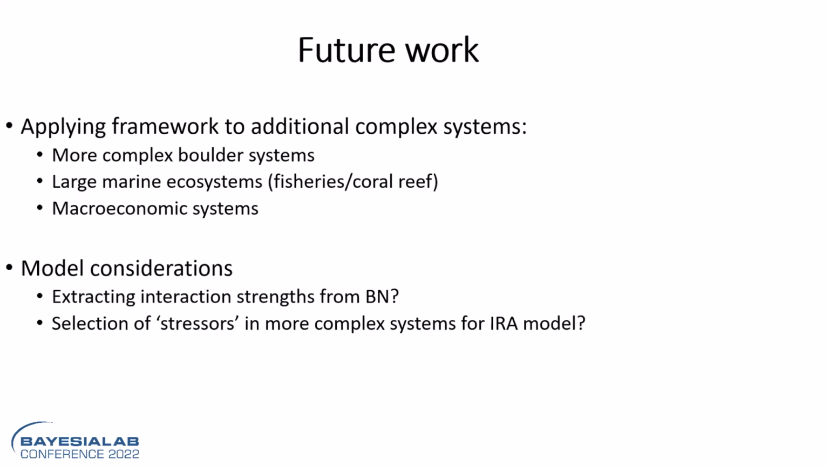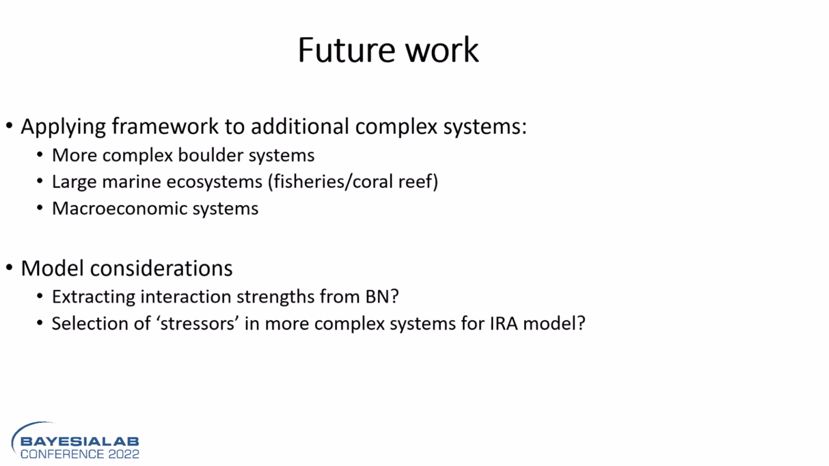In terms of model considerations, some things I'm considering right now is, can we extract interaction strengths in the Bayesian networks? That should be doable. Next thing is selection of stressors in more complex systems for the IRA model. So obviously with our toy systems, it's very simple. It's really easy to just identify, okay, our stressor is just the amount of grazers.